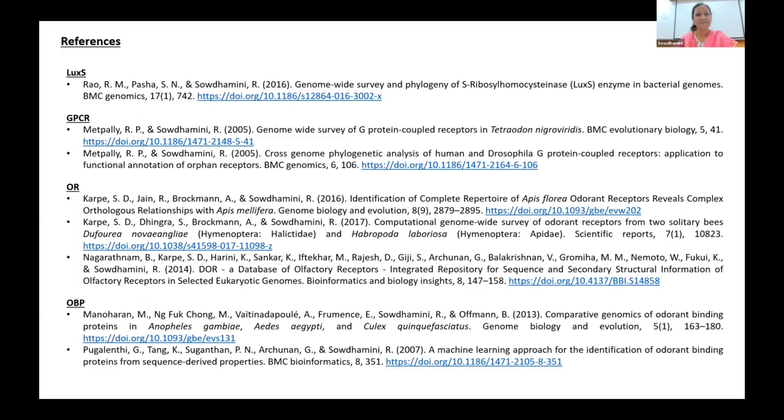Here we have listed the most cited research from the short stories you heard today. First, the Luxus proteins Rajas presented, and the GPCR work Raghu Prasad Rao presented today, two papers. And we heard about ORs. There are two papers from Snehal et al. and one paper about the DOR database from Nagaratnam. And among the odorant binding proteins, we have Malini's work regarding odorant binding proteins in mosquitoes, and also a new paper from Bhavika regarding odorant binding proteins in honeybees.